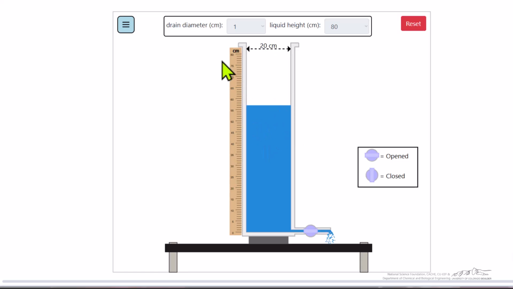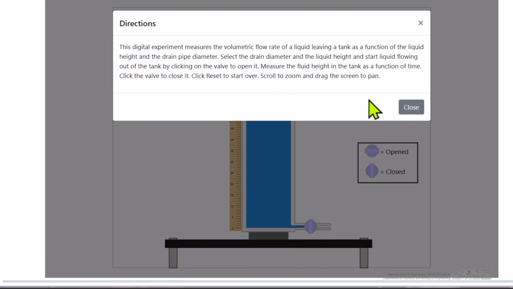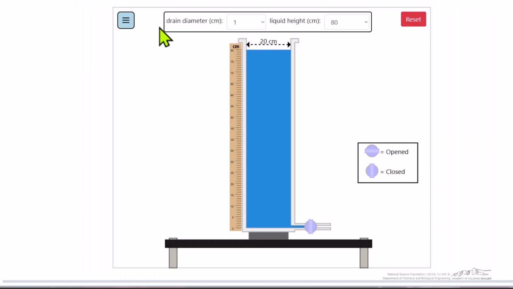And the experiment then consists of just making these measurements as a function of time, calculating volumetric flow rates, and applying Bernoulli's equation to the system. We, of course, can start over and reset by clicking Reset. Here there are brief directions. And then there's a more detailed worksheet that goes through what measurements to make at what conditions and what calculations to carry out.